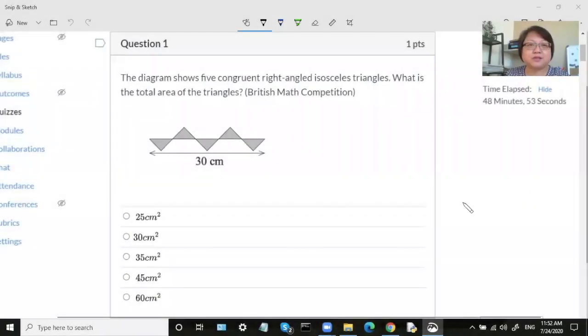Welcome to Pre-AMC Week 5, Problem 1. The diagram shows 5 congruent right-angled isosceles triangles. So what is the total area of the triangles?